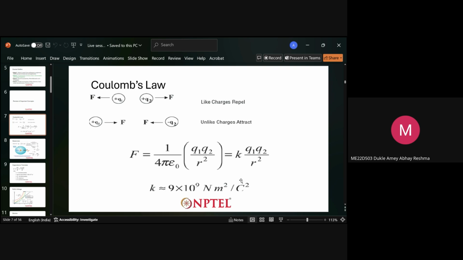Coulomb's law states that like charges repel each other and unlike charges attract each other, and the force that acts between the two charges is given by the equation 1 by 4 pi epsilon naught q1 q2 upon r square, where q1 and q2 are the intensity of the charges, and r is the distance between the two charges, and 1 by 4 pi epsilon naught is a constant. The value of the constant is given here below.